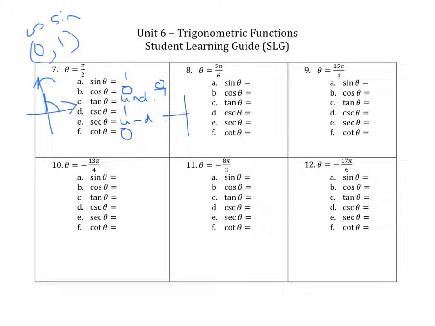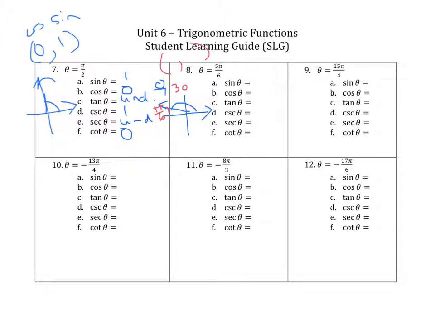Number 8, we're going to graph. So we start here, and we divide the top into 6, and I go 5/6 over here. And if I drop my perpendicular, I am pi over 6 away from the x-axis, and pi over 6 is really 30 degrees. So let's go ahead and look at it.